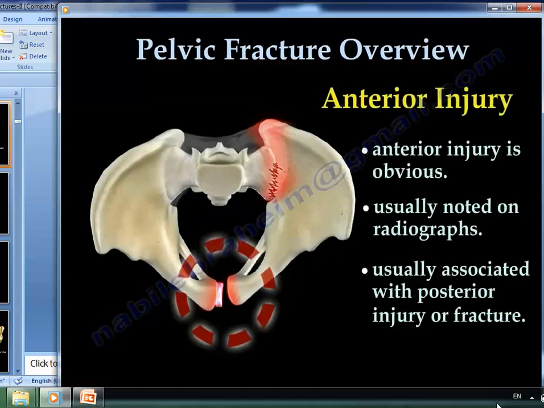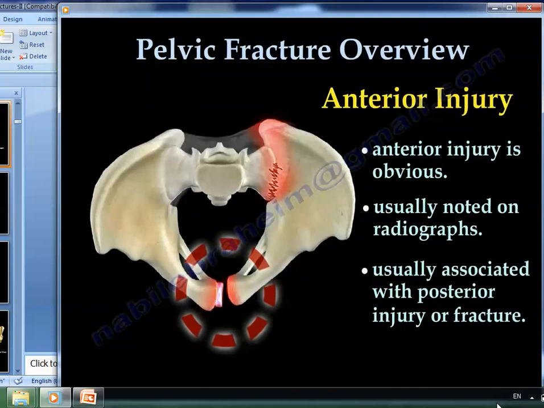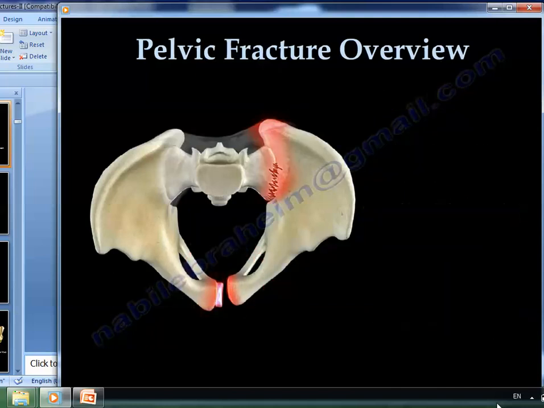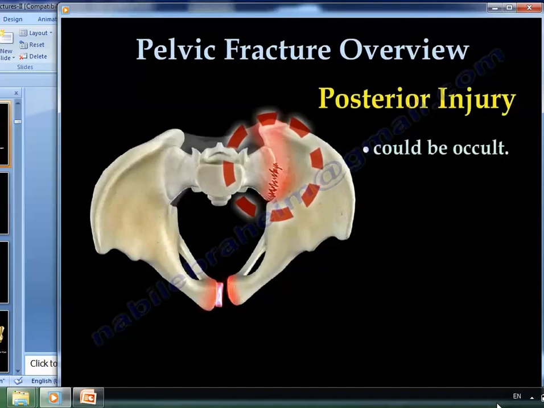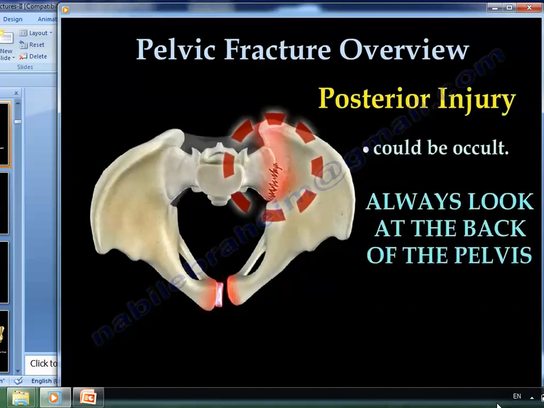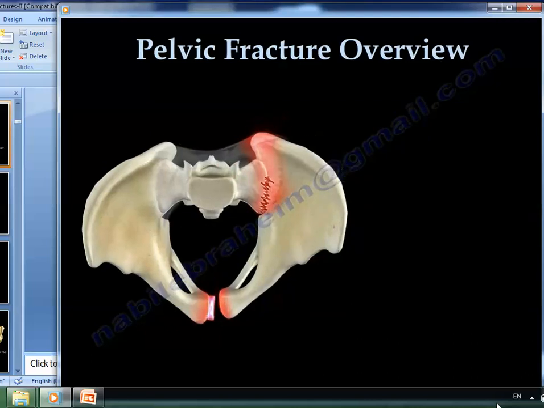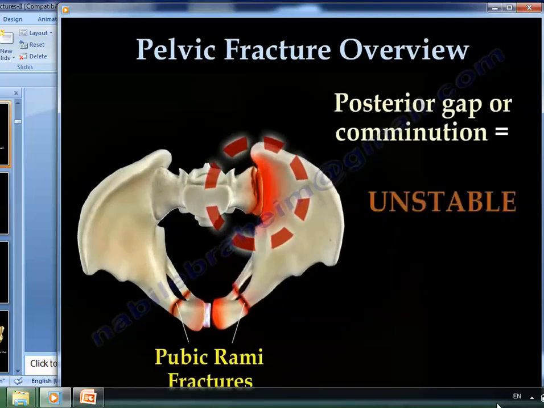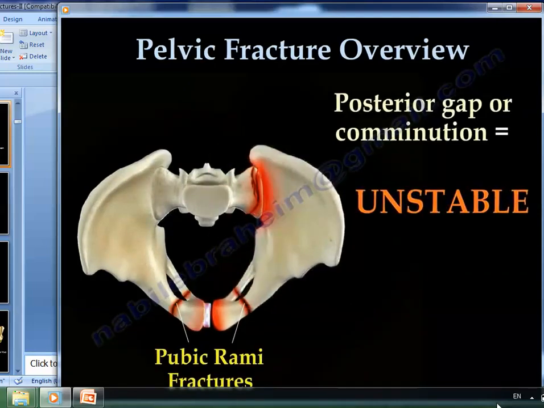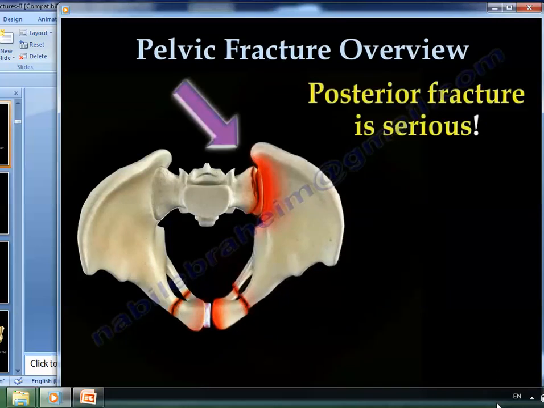The anterior injury is usually obvious, will be noted on radiograph, and usually associated with a posterior injury or a fracture. The posterior injury could be occult. Always look at the back of the pelvis. Unstable pelvis will have a gap or comminution. The posterior fracture is serious.